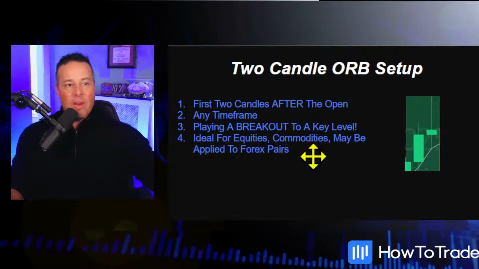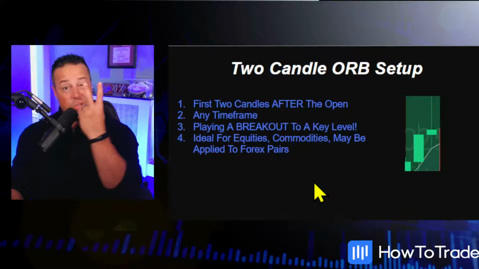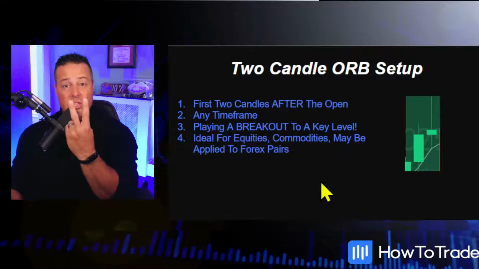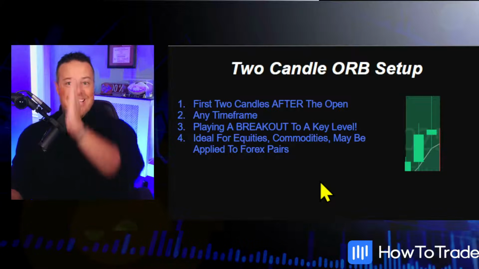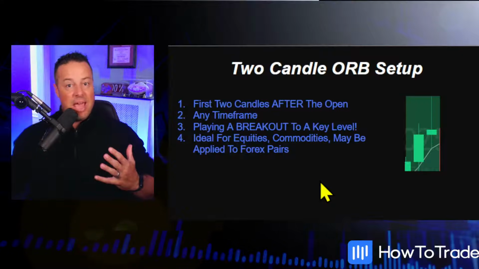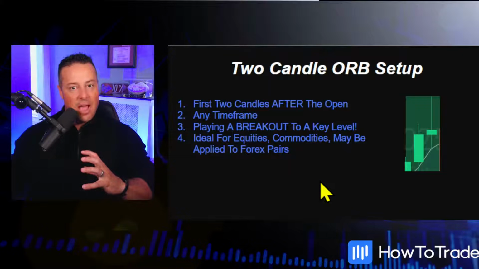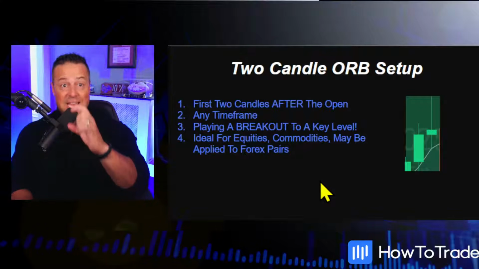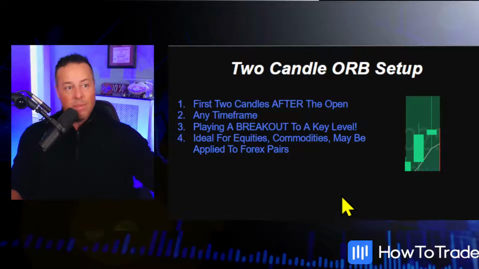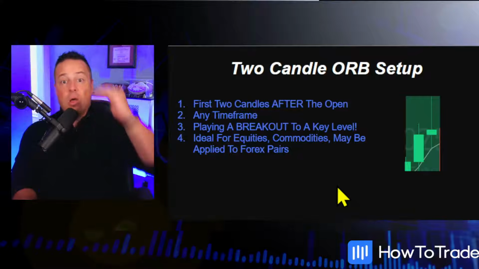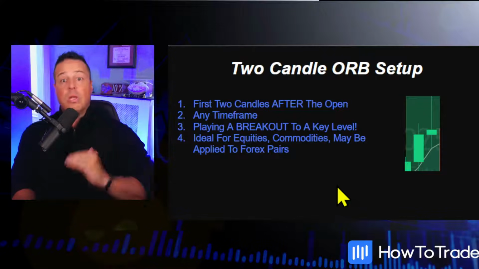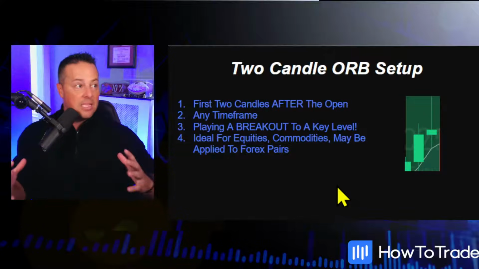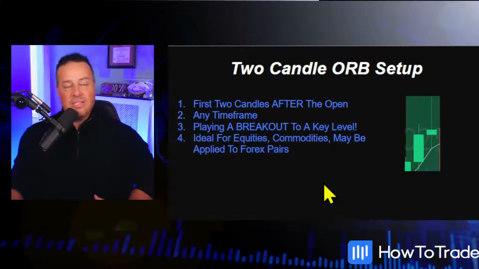All right, you're playing a breakout to a key level. So remember, the first two candles are our opening range. Our breakout is the next candle that breaks out of that range. It could be any time of the day. It could be 5, 6, 7, 8 candles down the line. It doesn't have to be the third candle. A lot of times that third candle trades inside of those first two candles. So remember that. That's absolutely huge. That's our trigger candle. That's what gets us into the market. Once we get a close above it, we're looking to buy. Below it, we're looking to sell. Easy peasy, guys. Easy peasy. And right there, it's ideal for equities, commodities, and it also may be applied to Forex pairs.